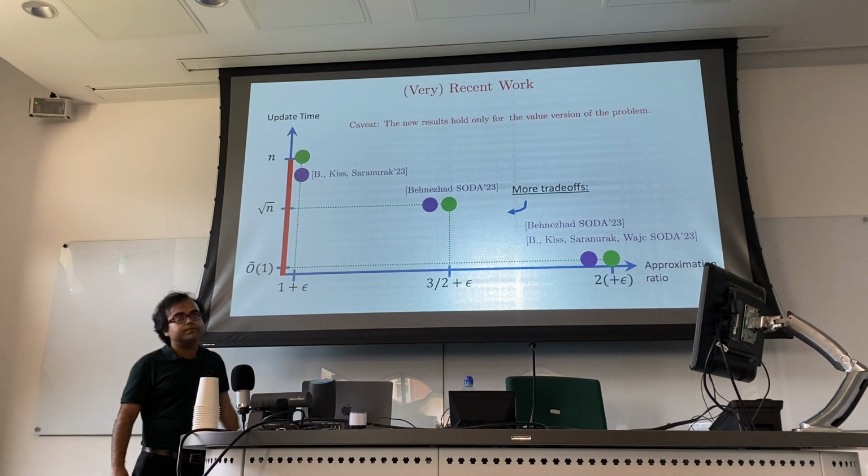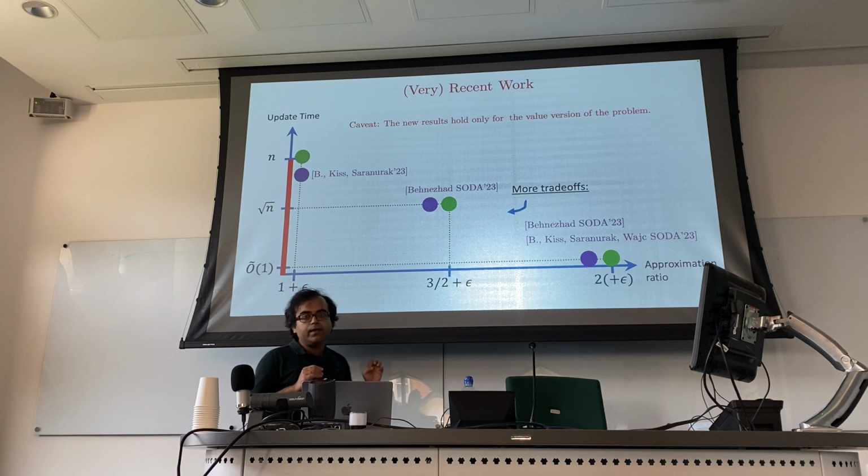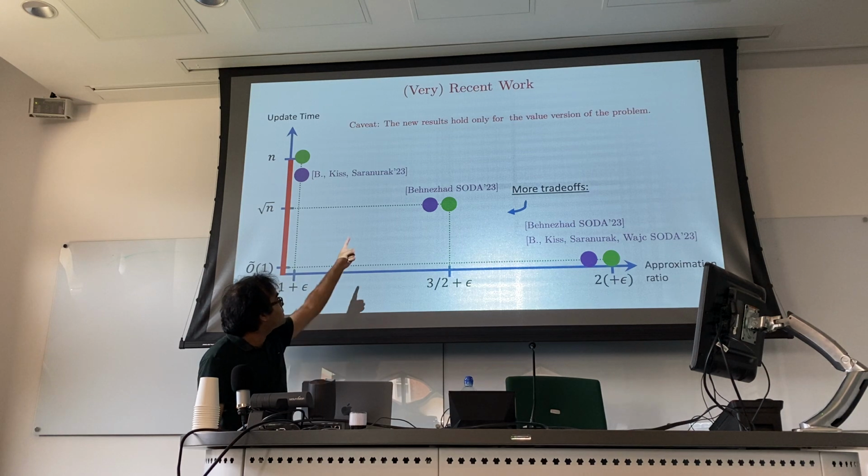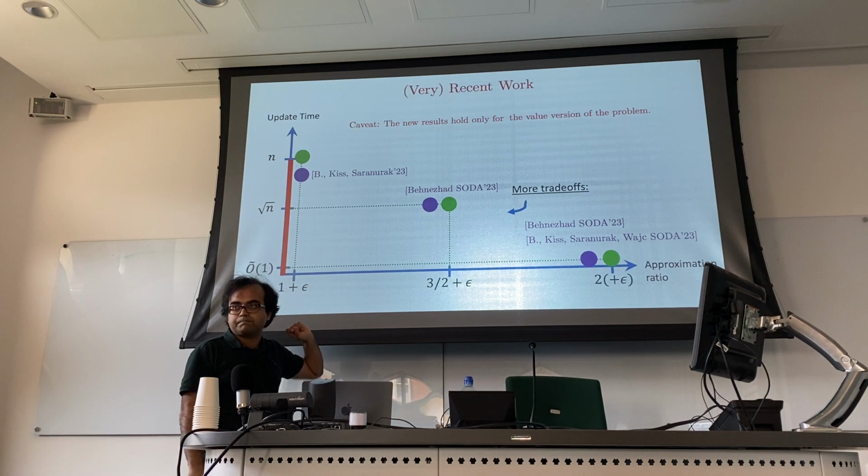All these 3 recent improvements work only if you just care about the size of the matching that you are maintaining. So the algorithm will just output a value. It will not maintain a set of edges as matching. And there is a deep reason why this is the case. It's not some minor technicality. And using current approaches, you cannot get rid of this assumption.